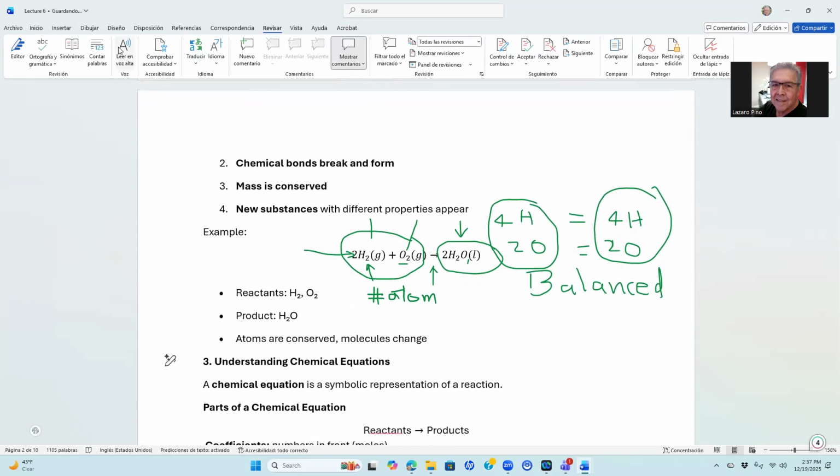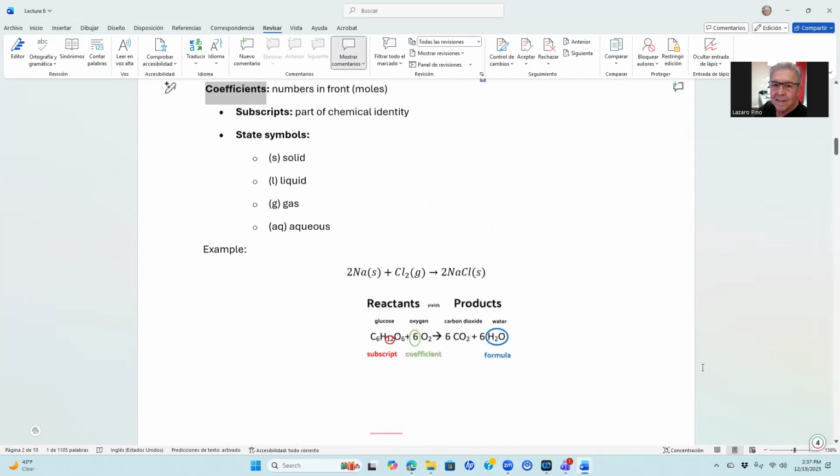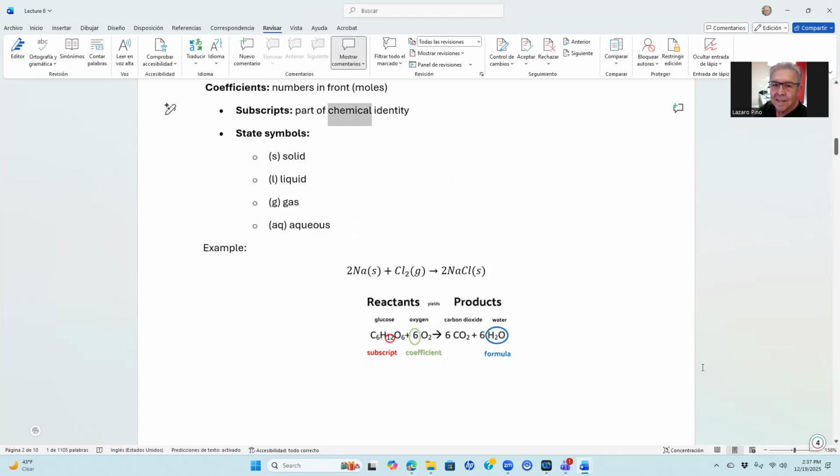Understanding chemical equations. A chemical equation is a symbolic representation of a reaction. Parts of a chemical equation. Reactants to products. Coefficients, numbers in front, moles. Subscripts, part of chemical identity. State symbols: S, solid. L, liquid. G, gas. AQ, aqueous. Example.